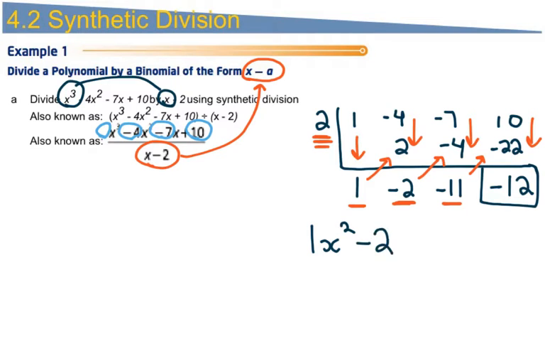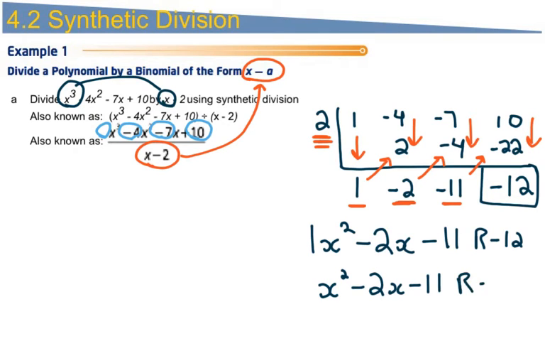Next term would be minus 2x. Minus 11, and this is why we put the box around that last number. This is the remainder. Like when you did long division and you do 55 divided by 7, you would get 7 remainder 6. Here we get this polynomial remainder negative 12. The last thing, just to clean it up a bit, we don't need 1x squared, we can just have x squared minus 2x minus 11 with a remainder of negative 12.